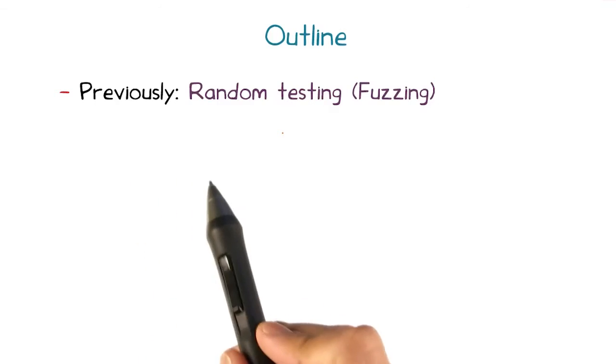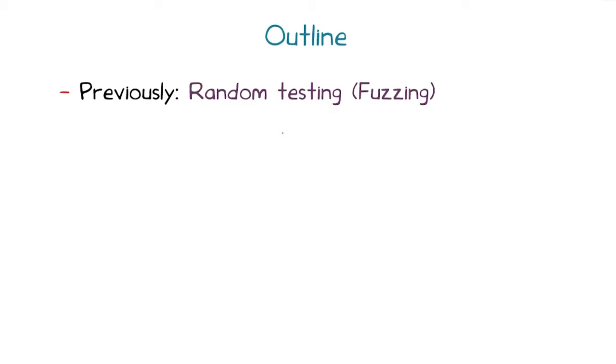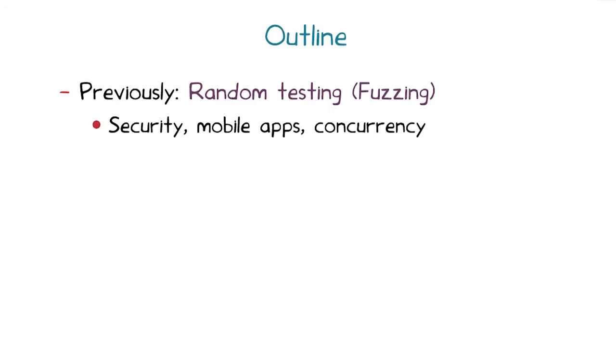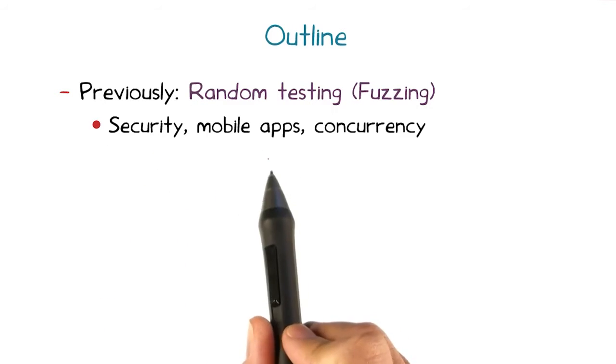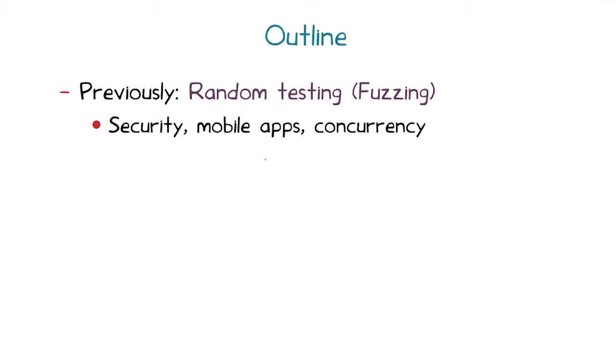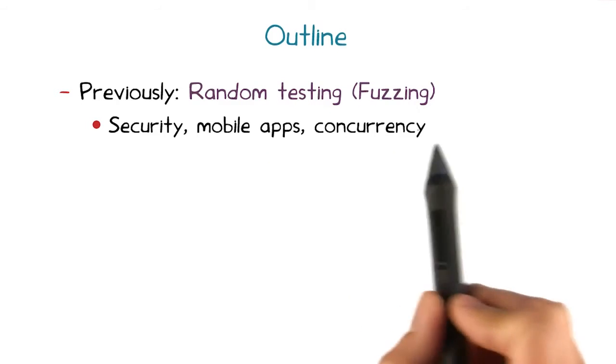Previously, we looked at random testing or fuzzing as a technique for testing. Recall that fuzzing is useful for finding possible security bugs as well as for testing mobile apps and multi-threaded programs. In this lesson, we will focus on more directed forms of testing rather than the purely random form of testing that is embodied in fuzzing.